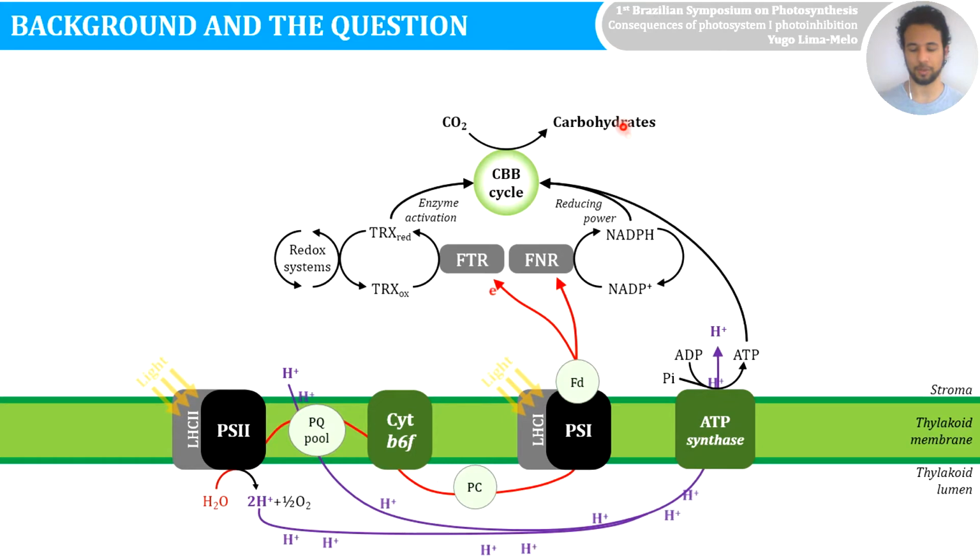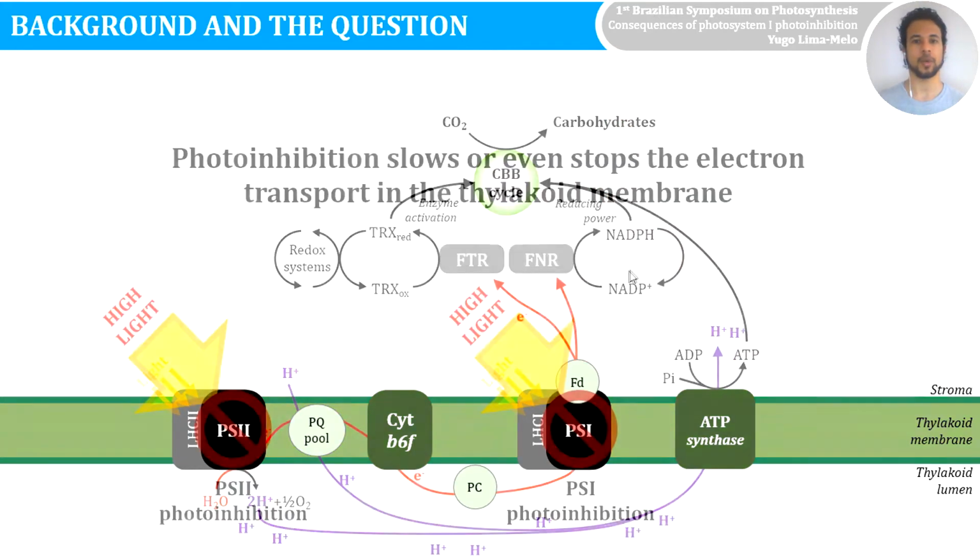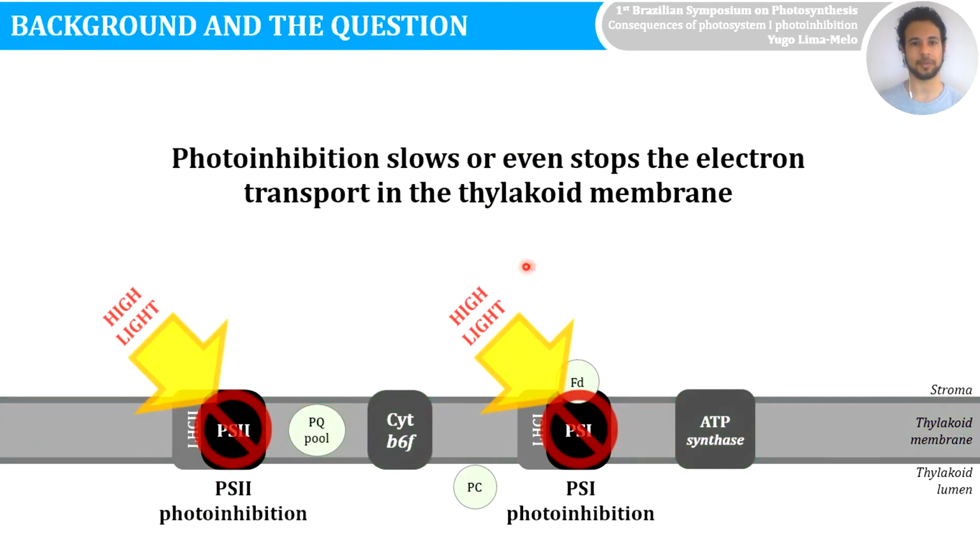molecules, such as carbohydrates. When electrons accumulate in the electron transport chain, usually as a consequence of low electron sink capacity or excessive electron pressure in the chain, as occurs under high light conditions, for example, a condition named photoinhibition may occur.